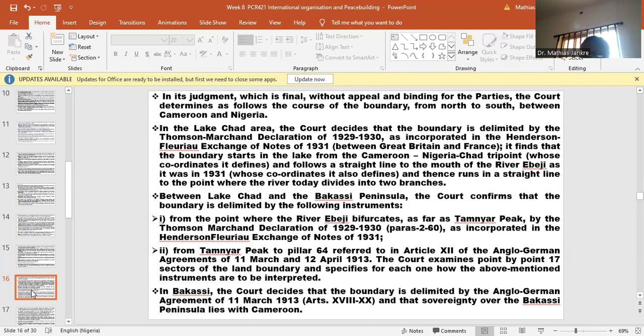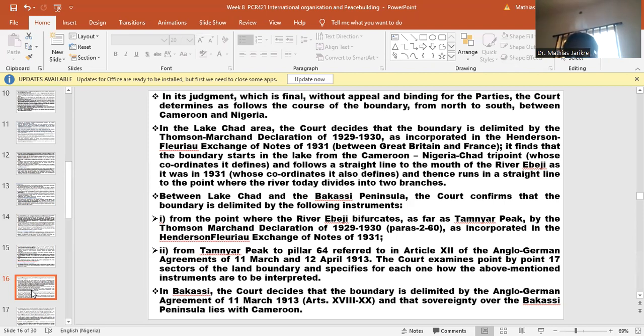It finds that the boundary starts in the lake from the Cameroon, Nigeria, Chad tripoint, whose coordinates it defines, and follows a straight line to the mouth of the River Ebeji, as it was in 1931, whose coordinates it also defines, and then runs in a straight line to the point where the river today divides into two branches.